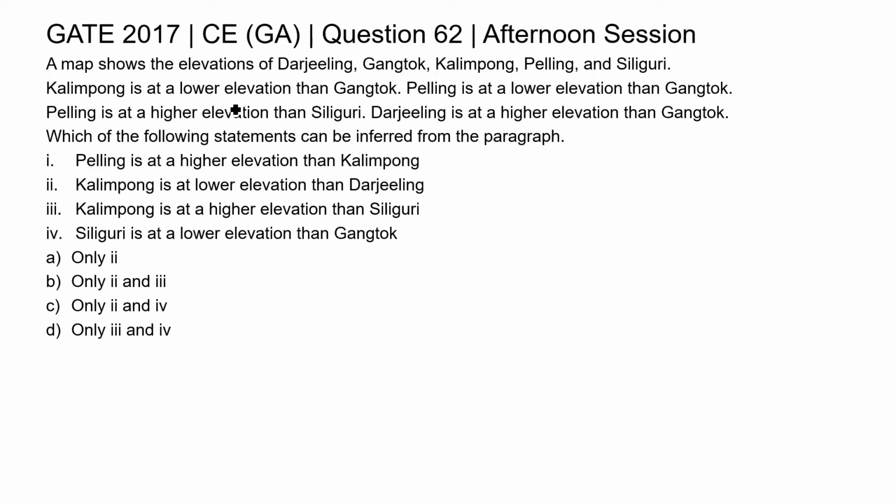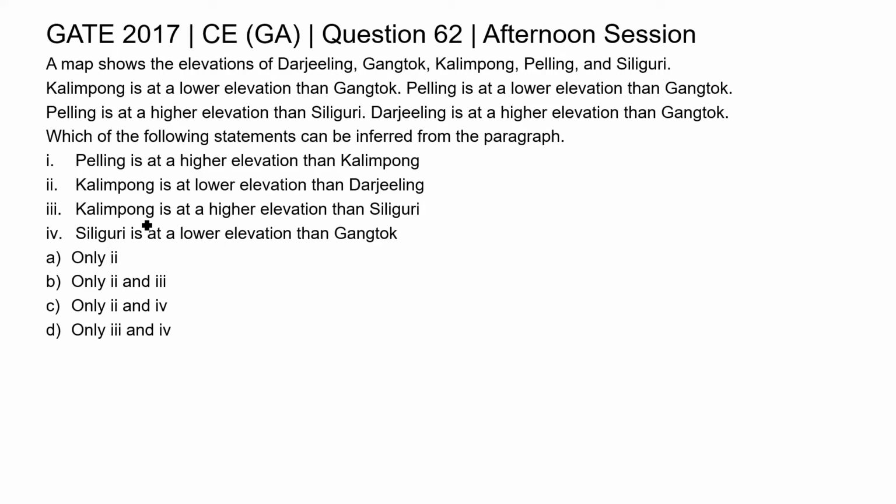Kalimpong is at a lower elevation than Gangtok. Pelling is at a lower elevation than Gangtok. Pelling is at a higher elevation than Siliguri. Darjeeling is at a higher elevation than Gangtok. Which of the following statements can be inferred from the paragraph?